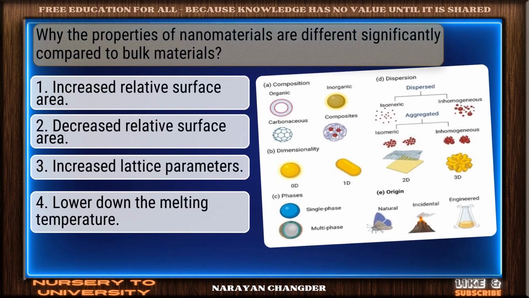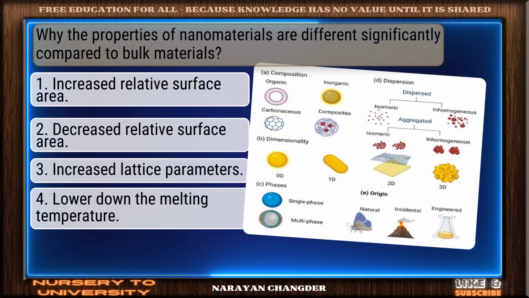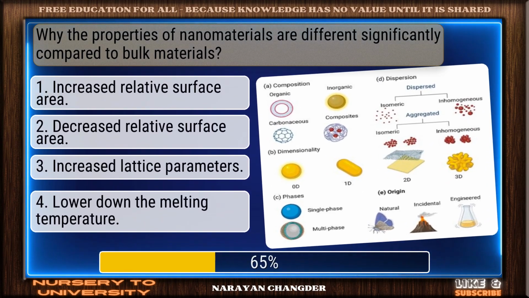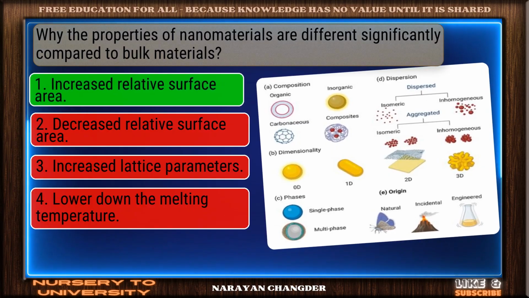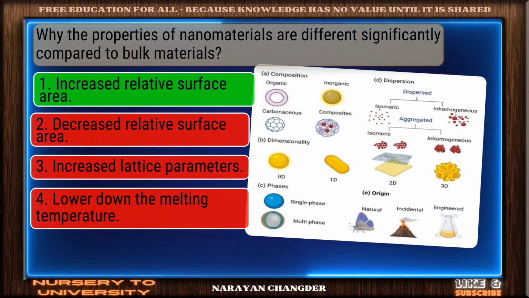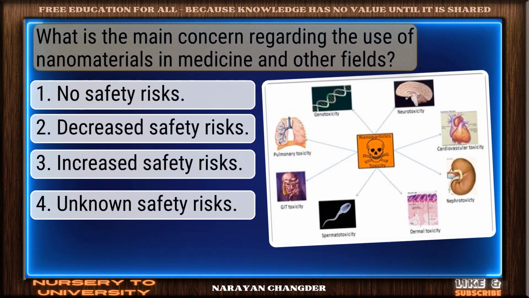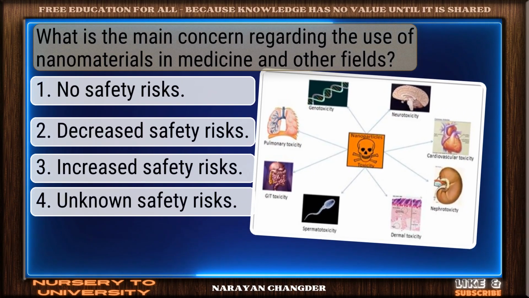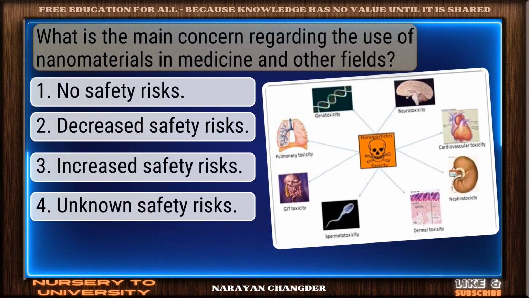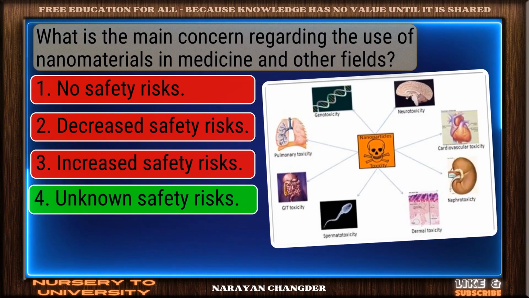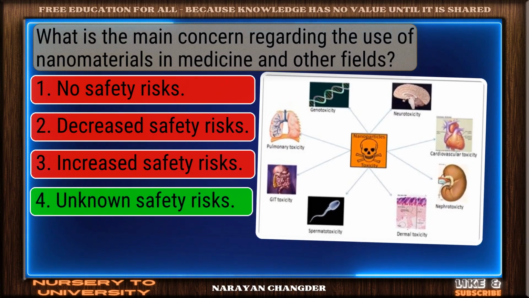Why are the properties of nanomaterials significantly different compared to bulk materials? Perfect. Increased relative surface area is the correct choice. What is the main concern regarding the use of nanomaterials in medicine and other fields? You chose unknown safety risks.